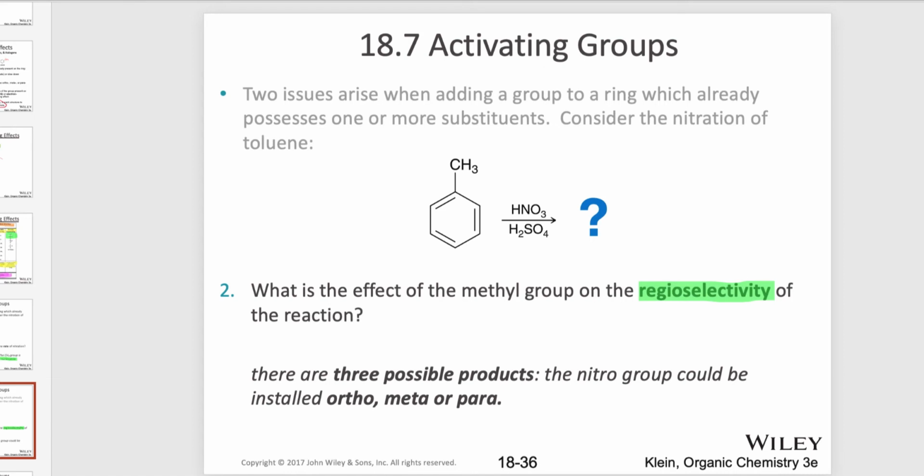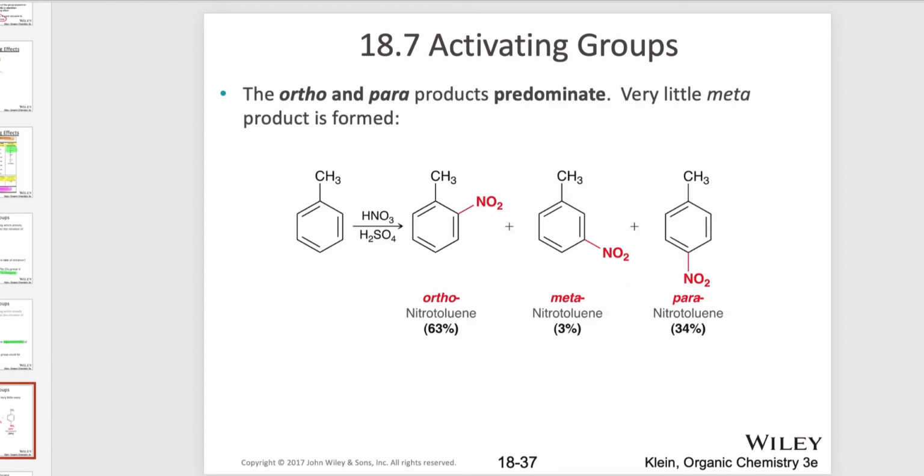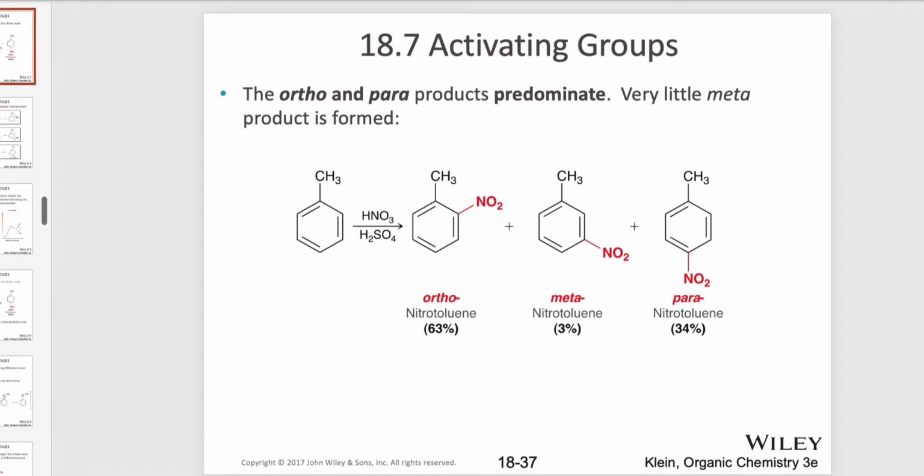But we now are looking at the electronics to be able to predict which way this is going to go and which products are more likely to form. So it turns out that with activating groups, we will have ortho and para being favored. Actually, para is mostly favored in some reactions because of sterics. When we're looking at this here, we have very little meta product formed.